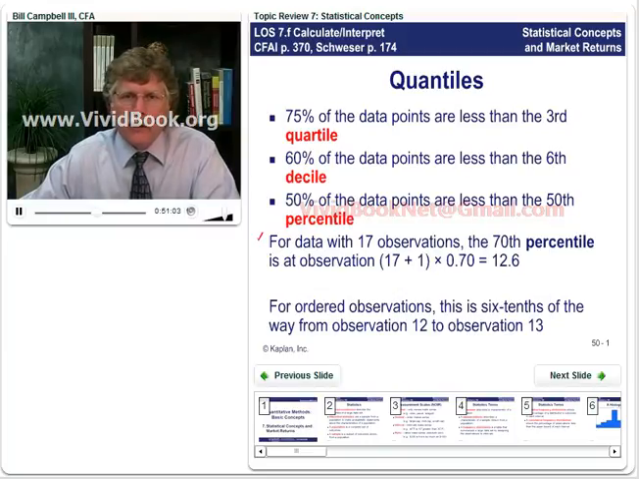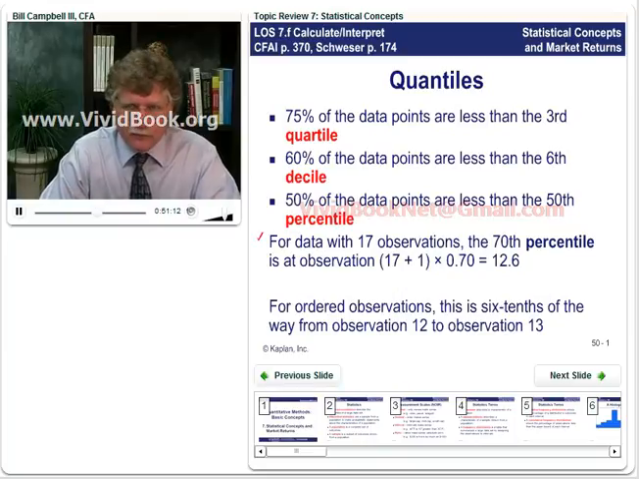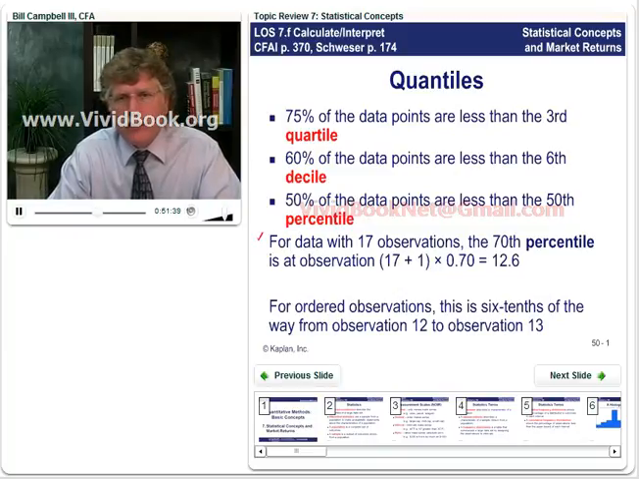What you really need to know is this bullet point, this sentence right down here, and that is that if you have a certain number of observations, 17 in this example, to calculate which observation will be at the 70th percentile, you take the number of observations and you first add 1. Why do you add 1? Well, the technical reason for adding 1 is that you take your smallest observation and put it down at 0, and your largest observation and put it up at 1. So you have one more observation than you have intervals.